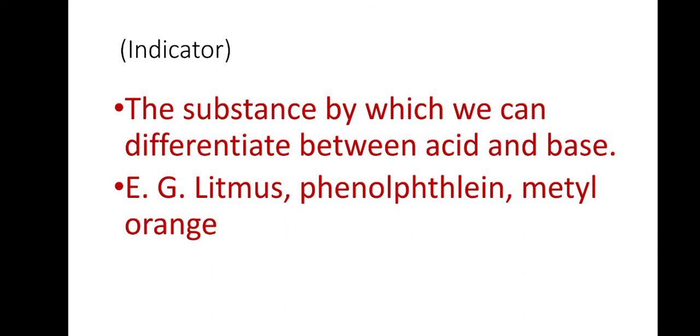Now indicator: the meaning of indicator is the substance that indicates. Indicates what? It indicates about the acid and base. The substance by which we can differentiate between acid and base is called an indicator. The common indicators are litmus, phenolphthalein, methyl orange, etc. By the help of indicators, we can distinguish between acid and base. We have two beakers, one containing acid and the other containing base. So with the help of an indicator, we can easily identify which is acid and which is base.